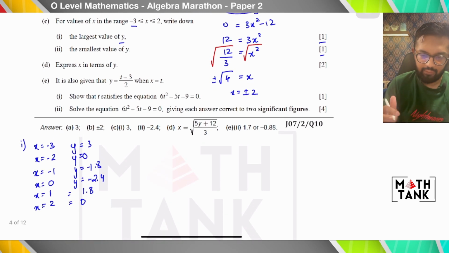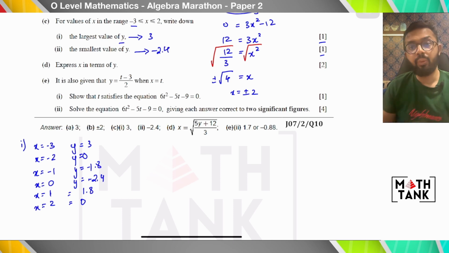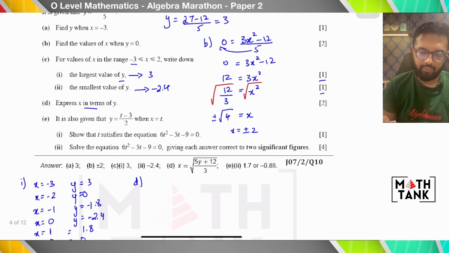Okay, so the largest value of y is 3. What is the smallest value of y? That is minus 2.4. As you go on and study more, you will do a chapter called quadratics where you can find this directly as well. But since this is an algebra question in an earlier worksheet, I am doing this with a bit of trial and error. D. Express x in terms of y.